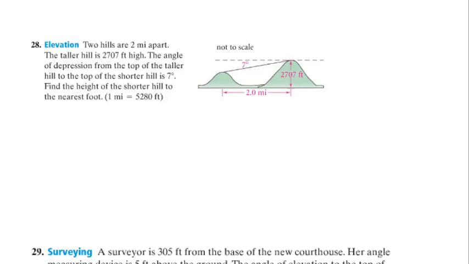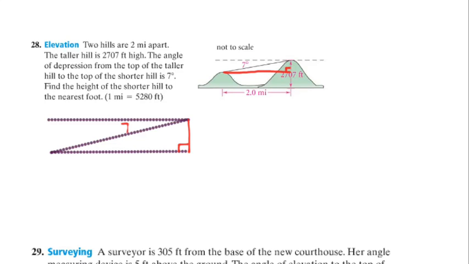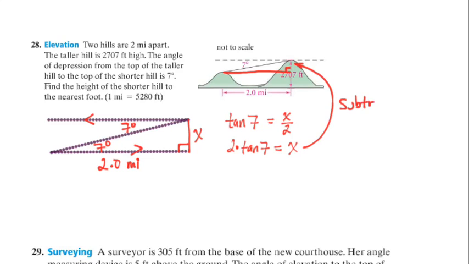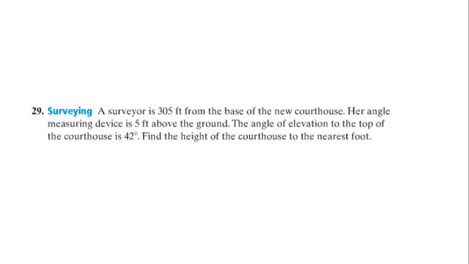Alright, we get into some word problems. This is very similar to one of the conceptual problems that we had. Let's draw it a little bit bigger so we can see. I have a 7-degree angle of depression, and I have two horizontals, which means again that these are alternate interior angles because the lines are parallel, and then I can solve for this missing piece here, x. So tangent is going to allow me to figure out x over 2. Now once I have that, I can use that value to subtract it from the height of the taller hill, and that will leave me with the height of the smaller hill.